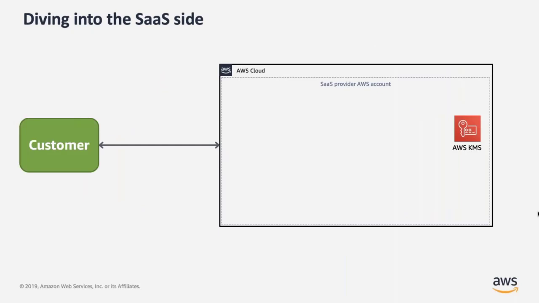Diving into the SaaS side themselves, they're really just doing envelope encryption on their side. So customer has data, sends it over TLS to the SaaS or through some other form of encryption to the SaaS. So they've got your plain text data, just like with that server-side encryption S3, they're creating a data key, both plain text and encrypted. They're using the plain text key to encrypt the data, and then they're storing those together within their AWS account or wherever they're storing it.